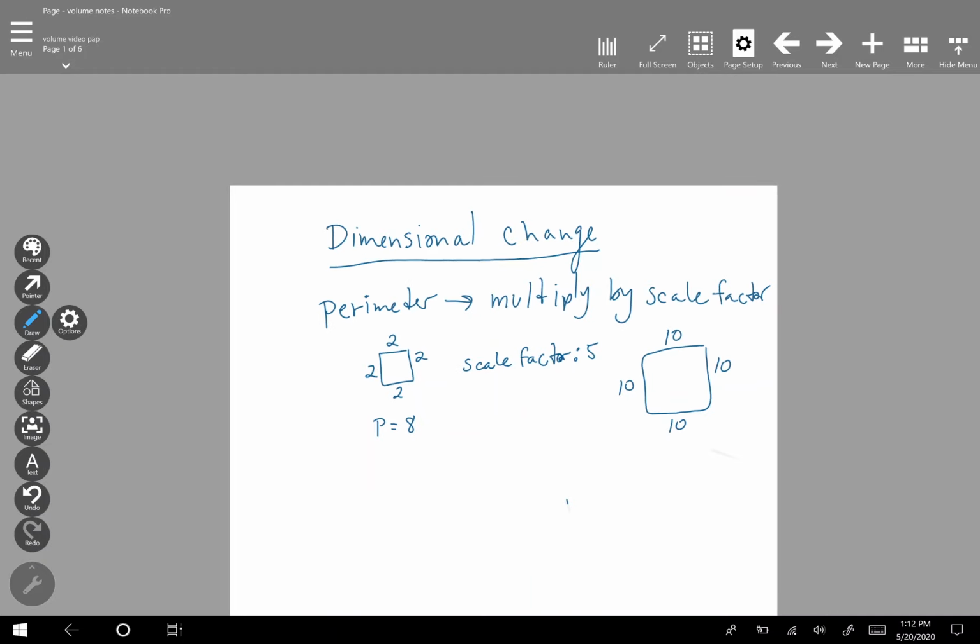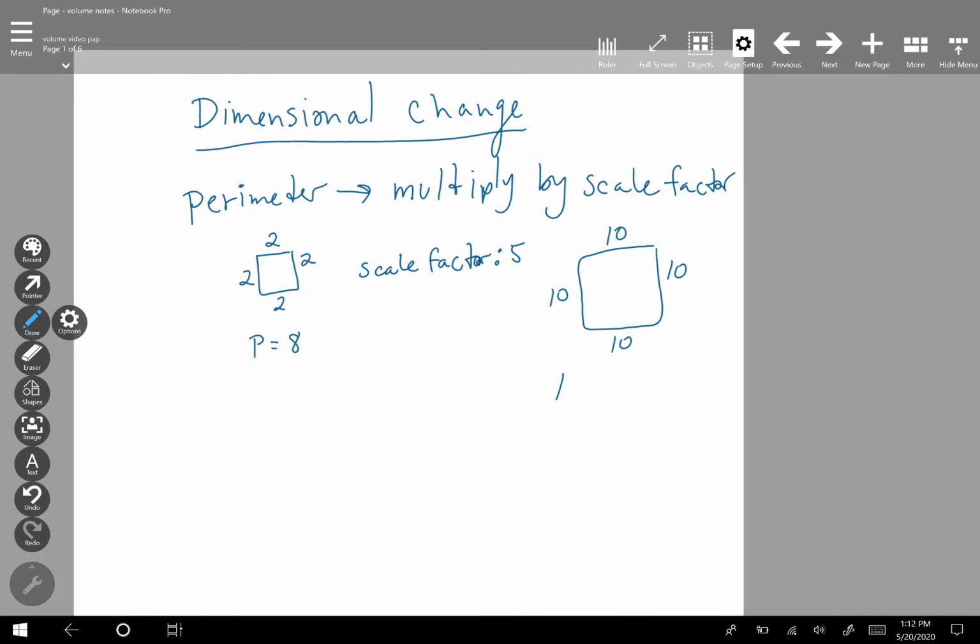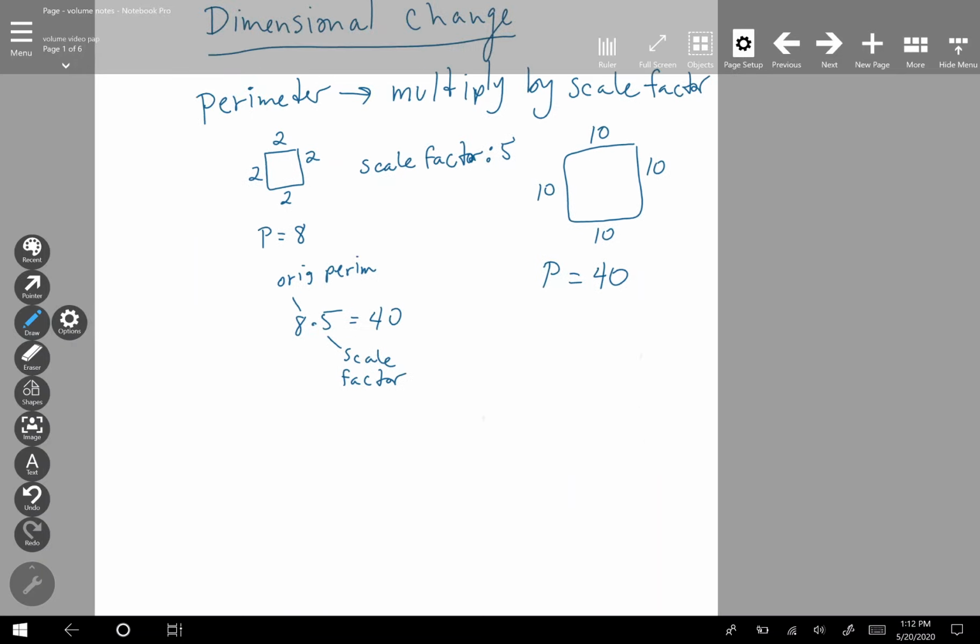And so now think about it. The perimeter, I have 4 sides that are each 10, so the perimeter is going to be 40. Well, look, how do you go from a perimeter of 8 up to a perimeter of 40? You multiply it by what? 5. 8 times 5 is 40. 8 was your original perimeter, 5 is the scale factor, and 40 is your new perimeter. So for perimeter, you just multiply by the scale factor.